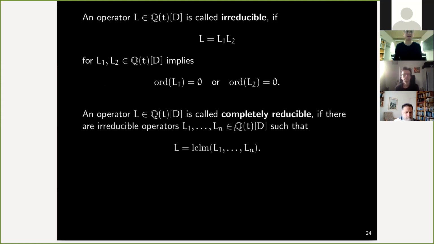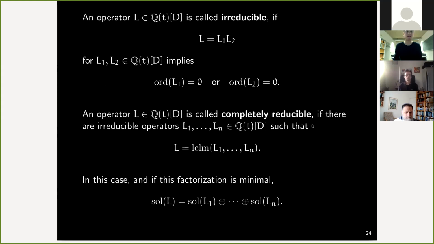And the reason why this is very helpful in our setting is because the solution space of L is a vector space over Q. And if you know that L is the least common left multiple of these irreducible operators, and if you know that this representation is minimal in the sense that L cannot be written as a least common left multiple of a proper subset, then the solution space of L is the direct sum of the solution spaces of the Li.